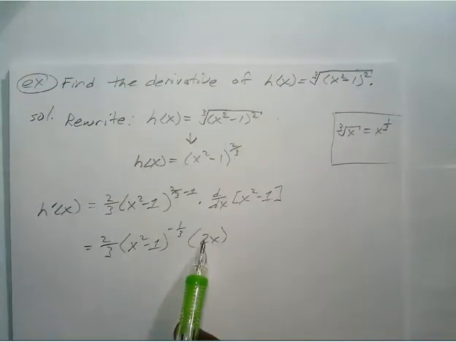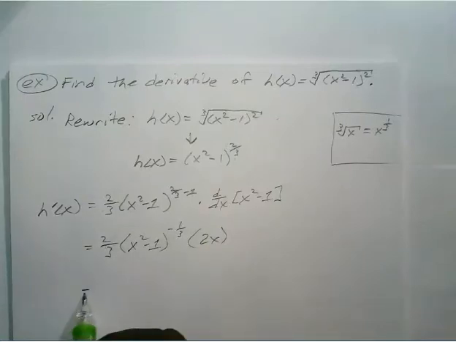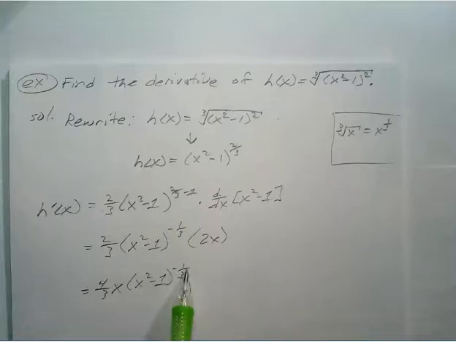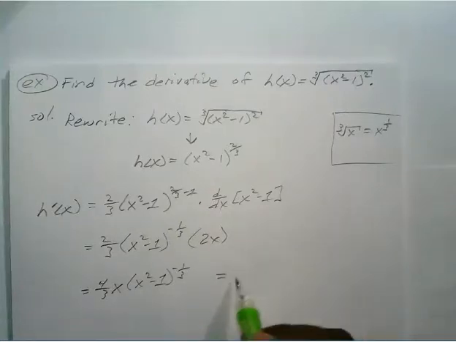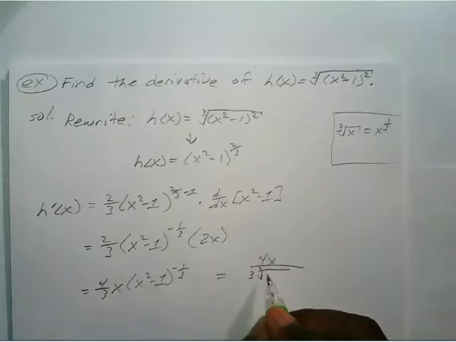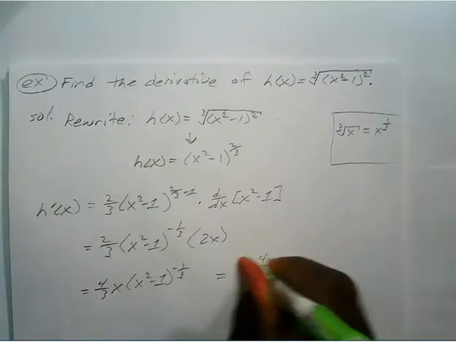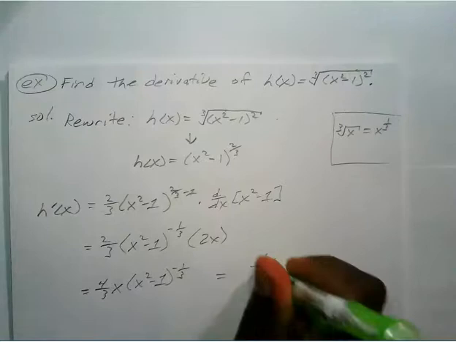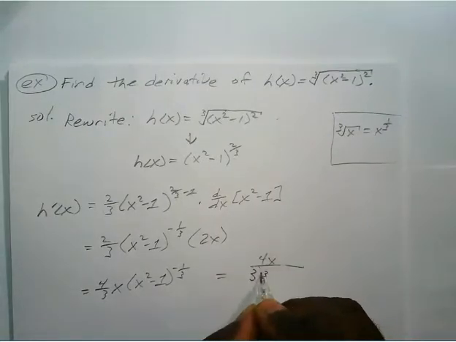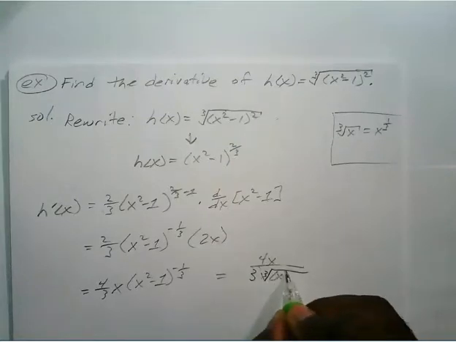Okay, so you can go ahead and simplify this by multiplying these two together. So you have 4/3 x times x squared minus 1 to the negative 1/3 power. Or, because you have that negative exponent there, you can make that 4x over 3 times the cube root of x squared minus 1.